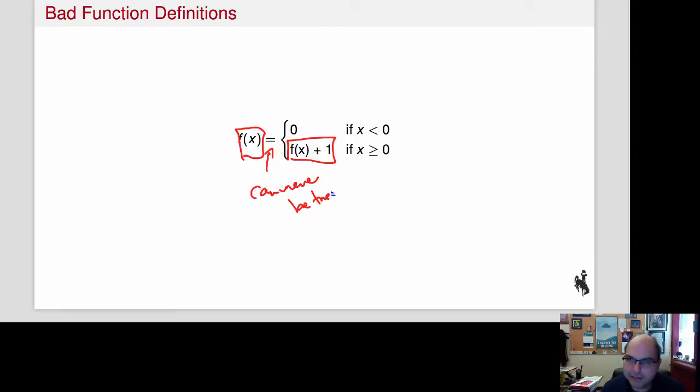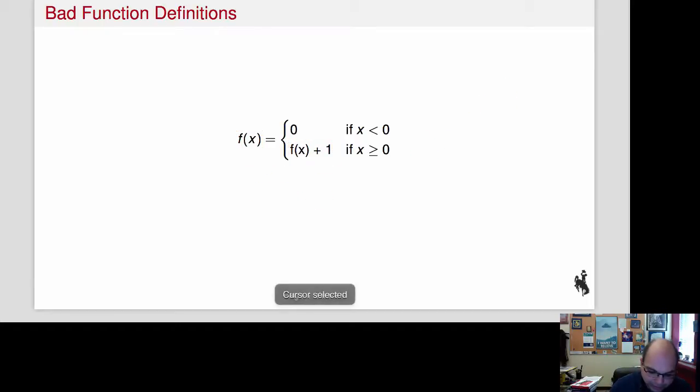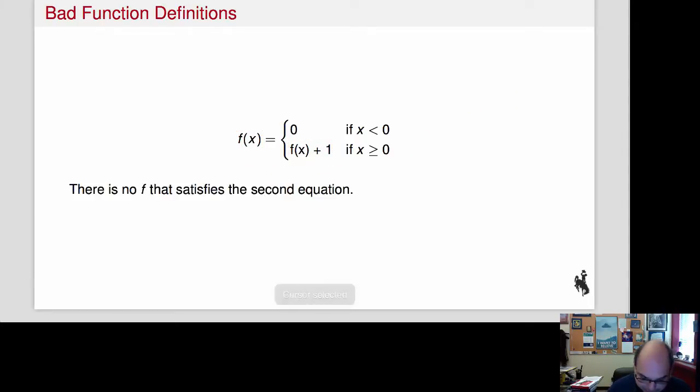Because let's say that f of x is 3. F of x plus 1 is 4. 3 is not equal to 4, and so on, right? So this is completely inconsistent, right? So this is the first thing that we talked about that could go wrong. So it's gone wrong here. We don't like this. Let's move on. Okay?